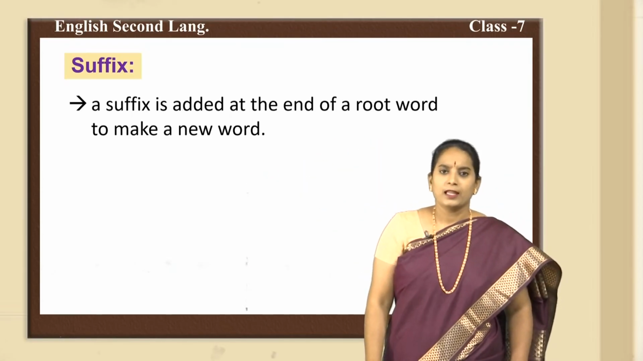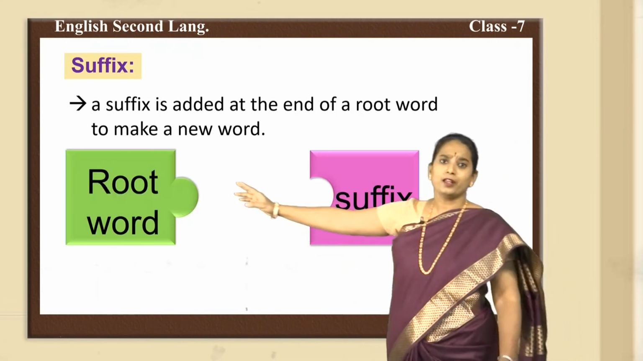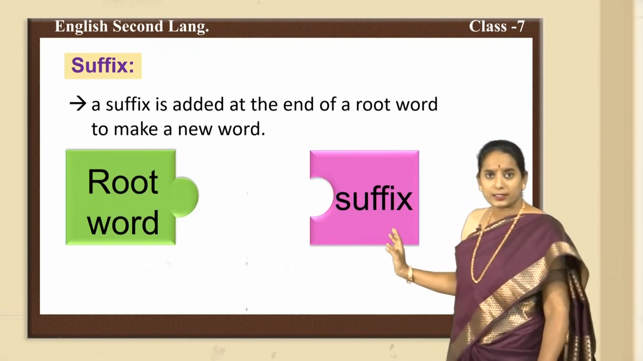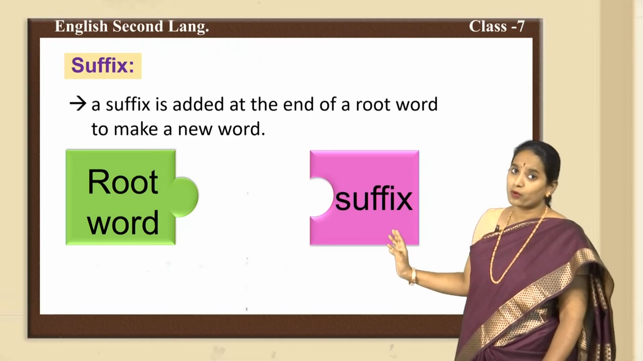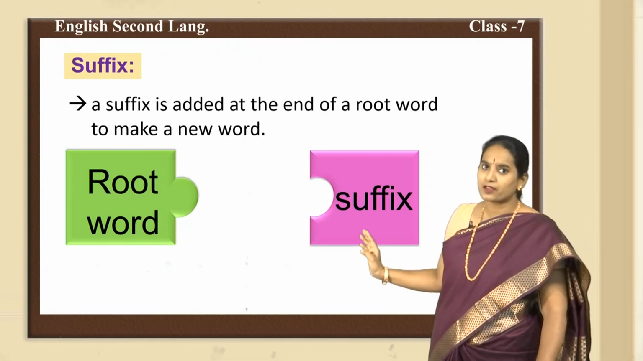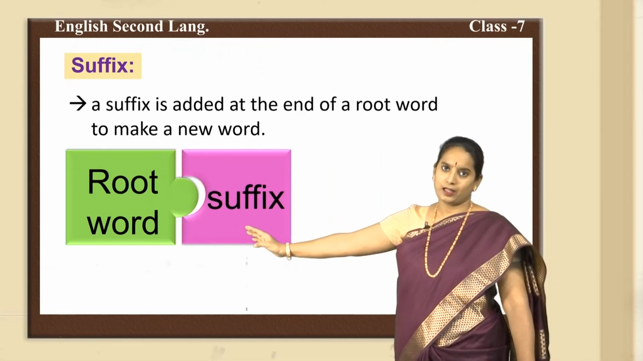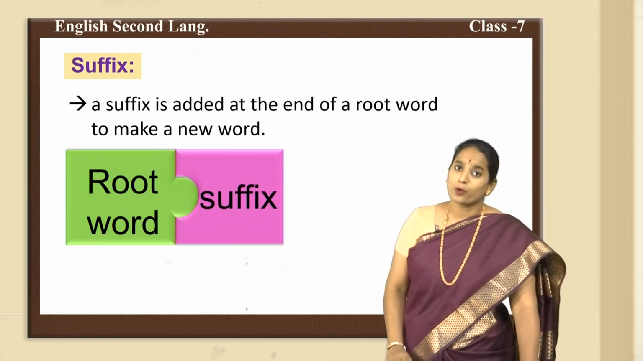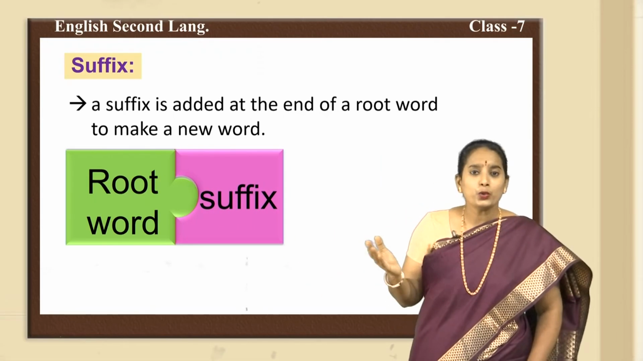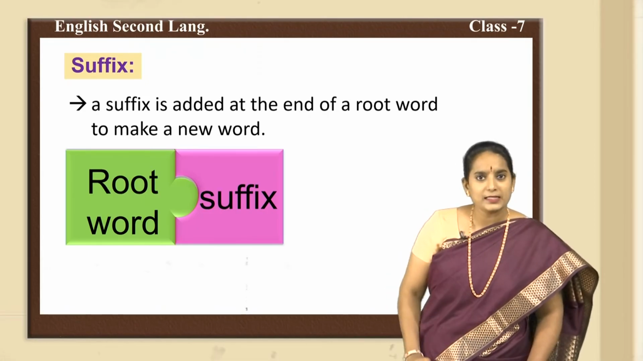So a suffix is added at the end of a root word to make a new word. Let's see how. You can see, children, here is the root word and here is the suffix. So where do you add the suffix? At the end of a word. So what do you get? You get a new word. Now let's understand this with an example.